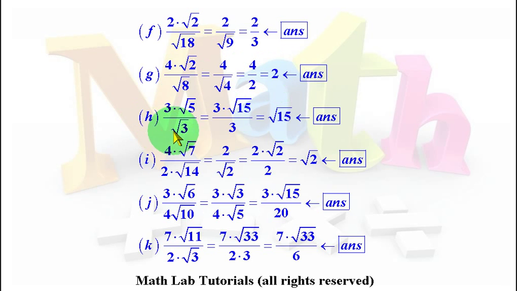Over here, there is no reduction, so you have to do it the long way. You can multiply top and bottom by the square root of 3. On top, you get 3 root 15. On the bottom, root 3 times root 3 is just 3. And then you can cancel out the 3's, and you get root 15. And root 15 is irreducible.